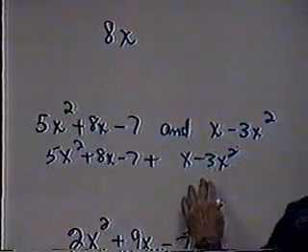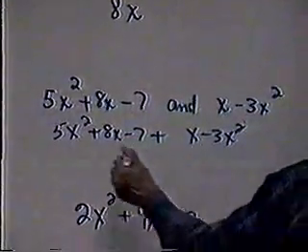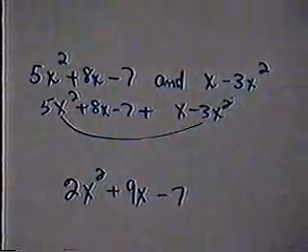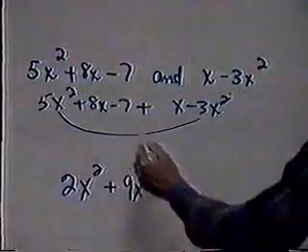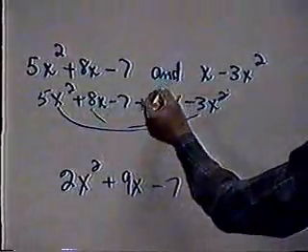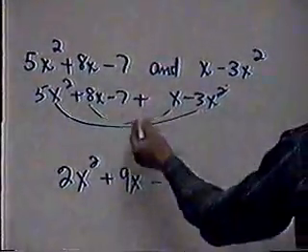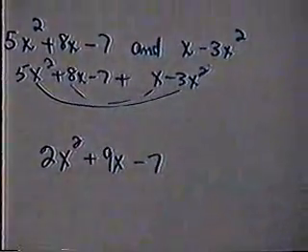Same thing. Add the x squares to the x squares. So here we have 5x squared and a minus 3x squared. That adds up to 2x squared. We have a plus 8x and an x. That adds up to 9x. We have a minus 7 and 0 adds up to minus 7.